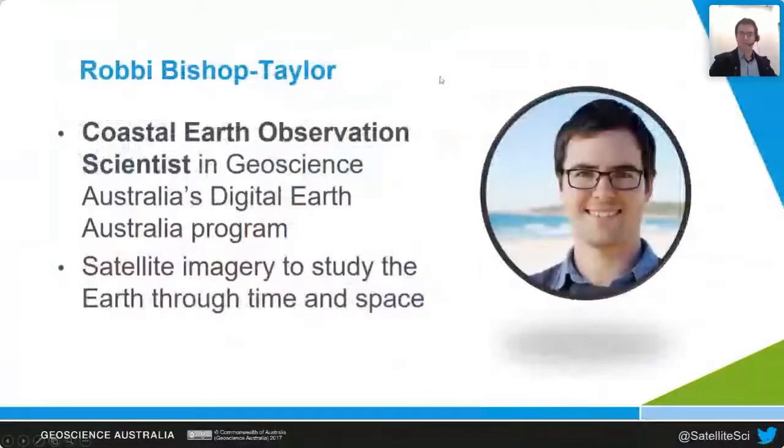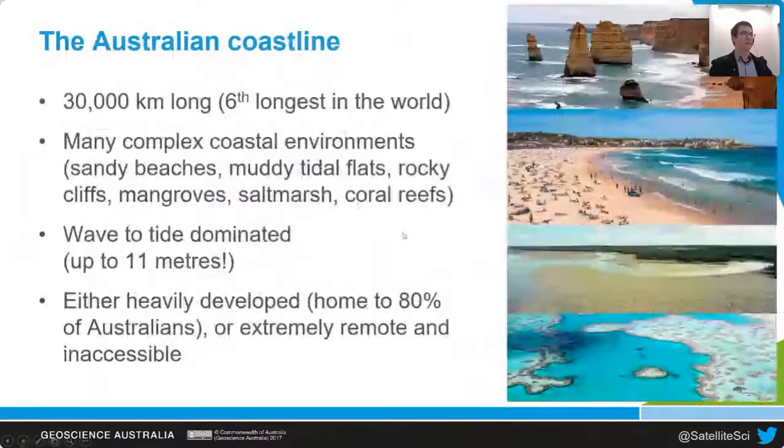Hi, everyone. My name is Robbi, and I'm a coastal earth observation scientist from the Digital Earth Australia program at Geoscience Australia. My background has been using satellite data for mainly inland applications, so mapping water bodies through time, but I've since shifted to more of a coastal focus. But all throughout my career, my big focus area has been how to use really large satellite data sets to study how the earth is changing through time and space. So this talk will focus on the Australian coastline.